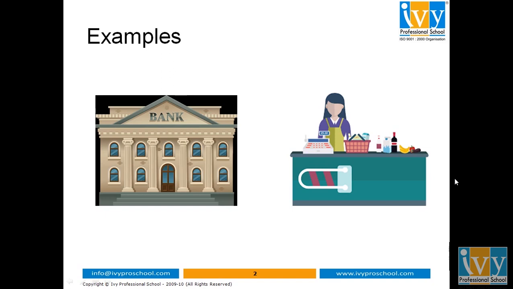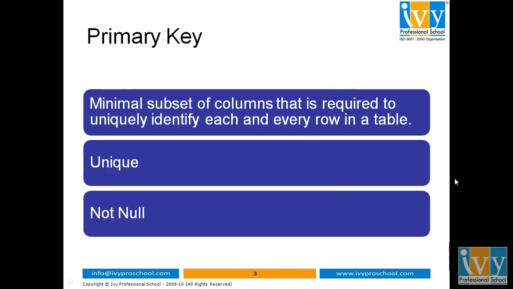Now let's look at the definition of primary key. It says: minimal subset of columns that is required to uniquely identify each and every row in a table. So in the case of roll numbers of many students, there will be lakhs and lakhs of rows, right? And we are required to uniquely identify each and every row, because each student will have a unique scorecard. Minimal subset of columns means that we can require more than one column as well to uniquely identify each row in the entire table.